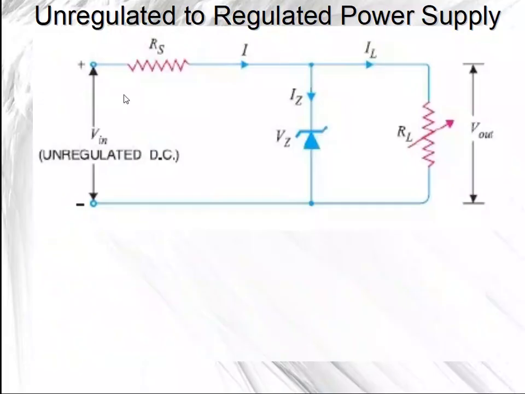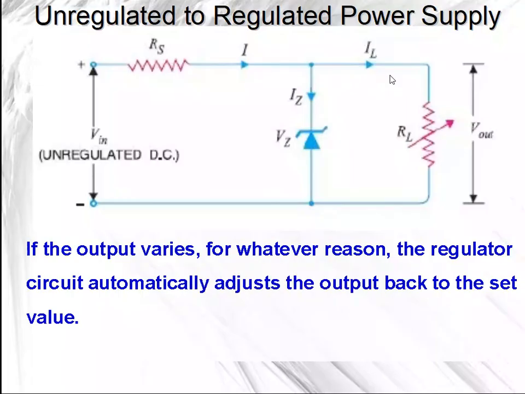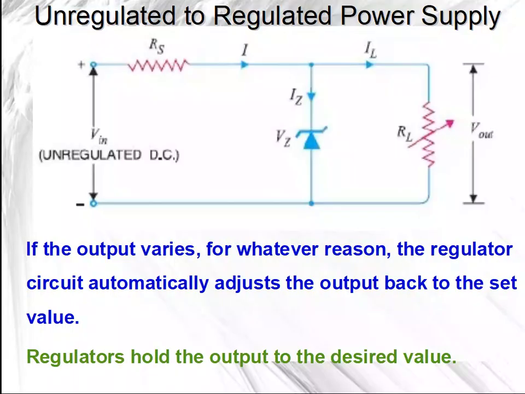Suppose I need 5 volts, then we can use the Zener diode. This is a Zener diode in the reverse bias mode. So here the output is 5 volts. If it goes more than 5 volts, then the corresponding current will pass through it, and the rest part you can see is showing here. So if the output varies for whatever reason, the regulator circuit automatically adjusts. I told you that it should regulate, meaning it will give you a fixed value.